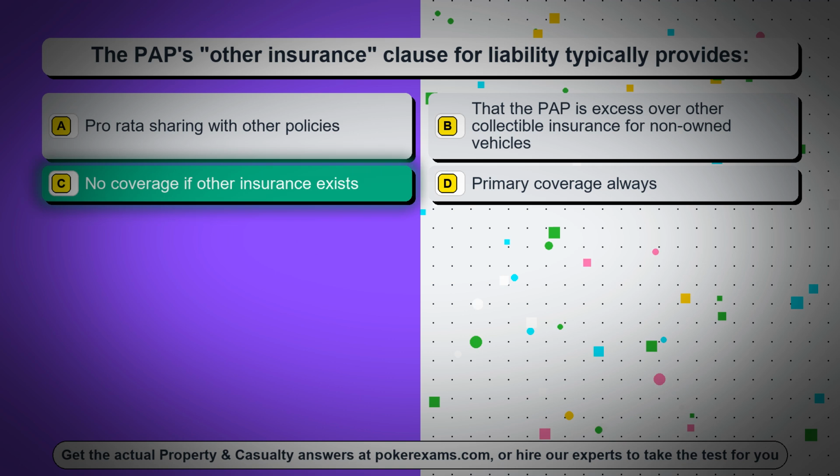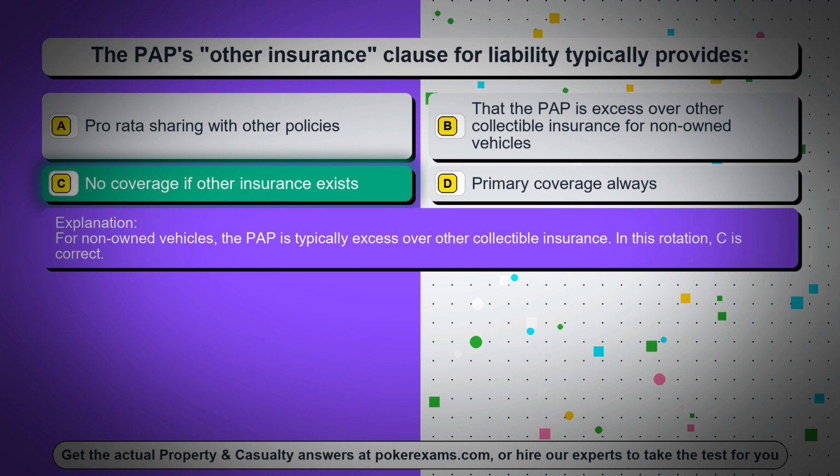The correct answer is option C, no coverage if other insurance exists. For non-owned vehicles, the PAP is typically excess over other collectible insurance. In this rotation, C is correct.